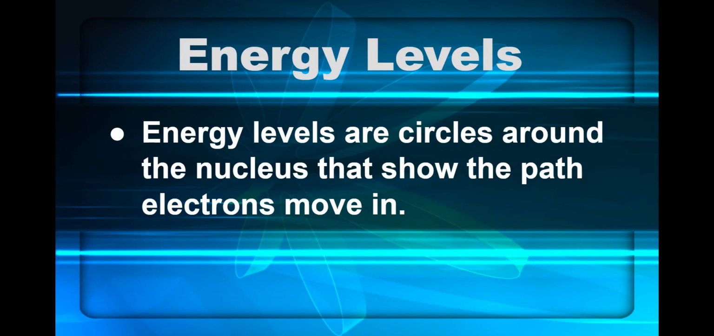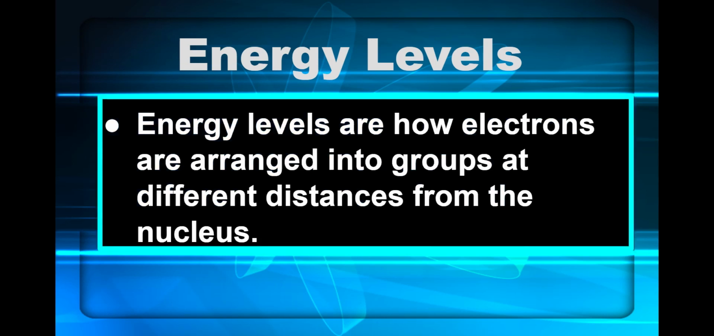Okay, please add this to your notes. Energy levels. When we are drawing atoms, we draw energy levels as circles around the nucleus that show the path the electrons move in. Energy levels are also how electrons are arranged into groups at different distances from the nucleus.